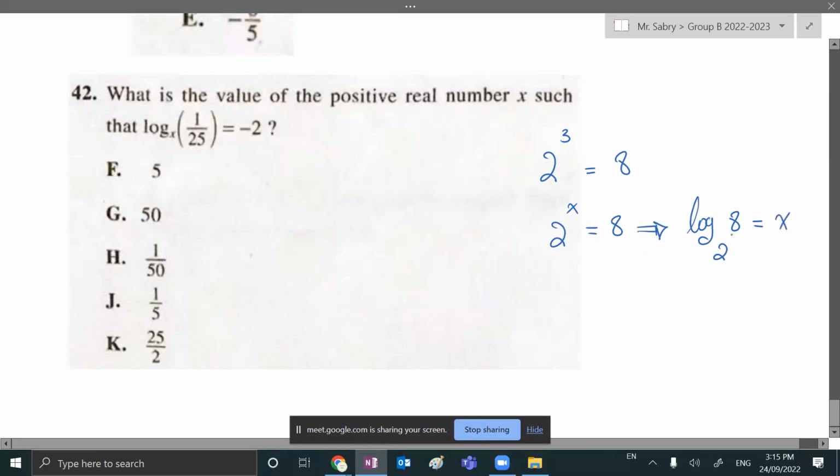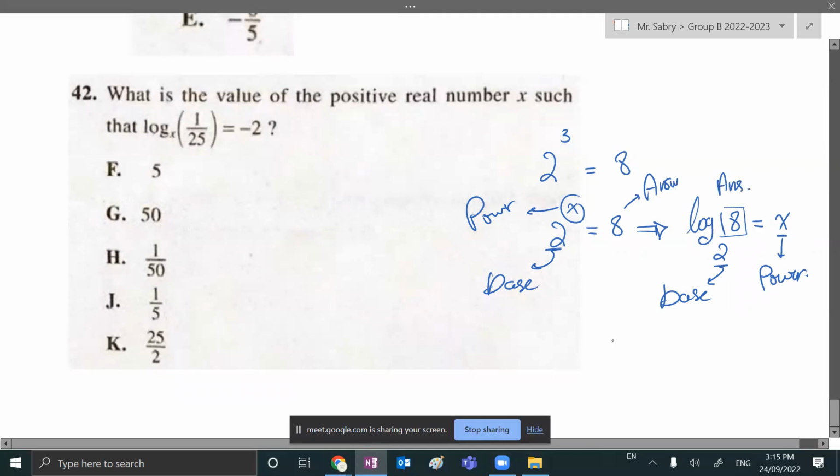The result of the log is the power originally. And the base of the log is the base that was there originally, while this again is the power. Now what's after the log, which is this 8, is originally the answer that was supposed to be there. So if I have, let's say, x to the power of 3 equals 10, and I need to change that to a logarithmic form, I'd say log with the base of x, the answer 10, is equal to the power of 3.